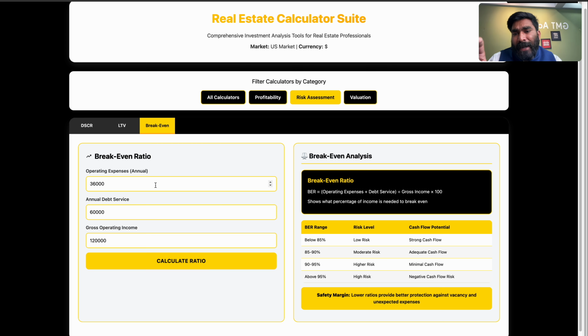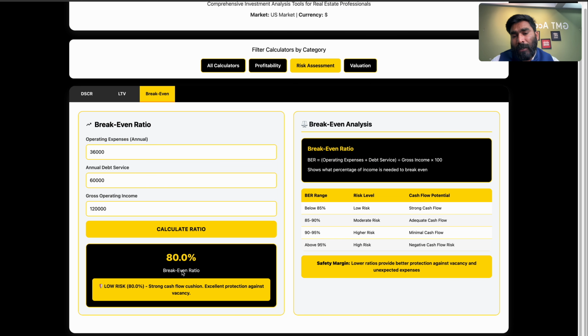So let's calculate it. Let's say the operating expenses of a property are 36k, the annual debt service is 60k, and the gross operating income from the property is 120k. So we have the numbers. Let's calculate it. The break even point is 80%. So in this context you would see low risk. Why? Because the property or investment has a strong cash flow, so you don't need to worry about it at all.